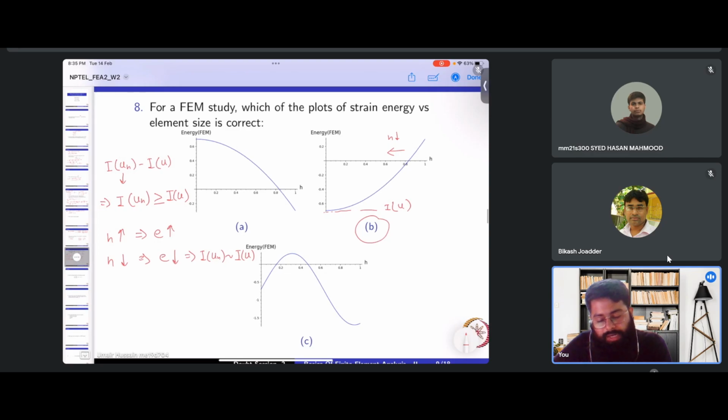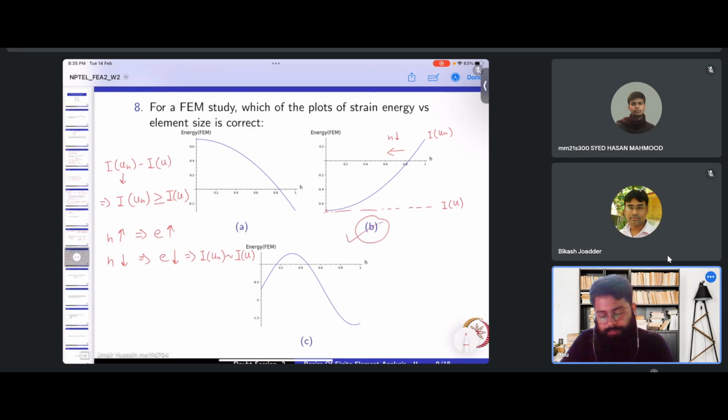So I(u) would be a straight line. Suppose this is a plot of I(uh). What would be the plot of I(u) with respect to H? It would be a straight line, because the exact solution doesn't care about element size. The energy calculated from the exact solution would always be the same, no matter what the element size is. So as H reduces, I(uh) would also reduce, and it would converge at this point here. So this plot makes sense.